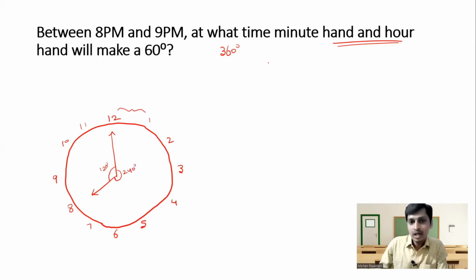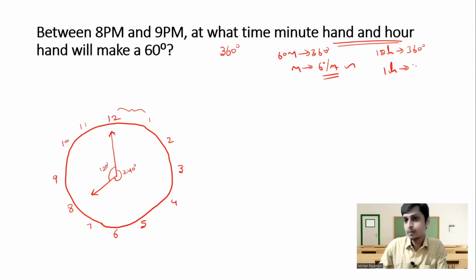Now, in 1 minute, we know this minute needle will make a full circle in 60 minutes, right? So in 60 minutes, it will cover 360 degrees. So in 1 minute, it will cover 360 by 60, 6 degrees per minute. So this is speed of the minute needle. And what is speed of the hour needle? This small needle will make a full round in 12 hours, right? So in 12 hours, it will cover 360 degree. So in 1 hour, it will cover 360 by 12, 30 degree. So 1 hour is 60 minutes, right? So 60 minutes, it will cover 30 degree. So in 1 minute, it will cover how many degree?